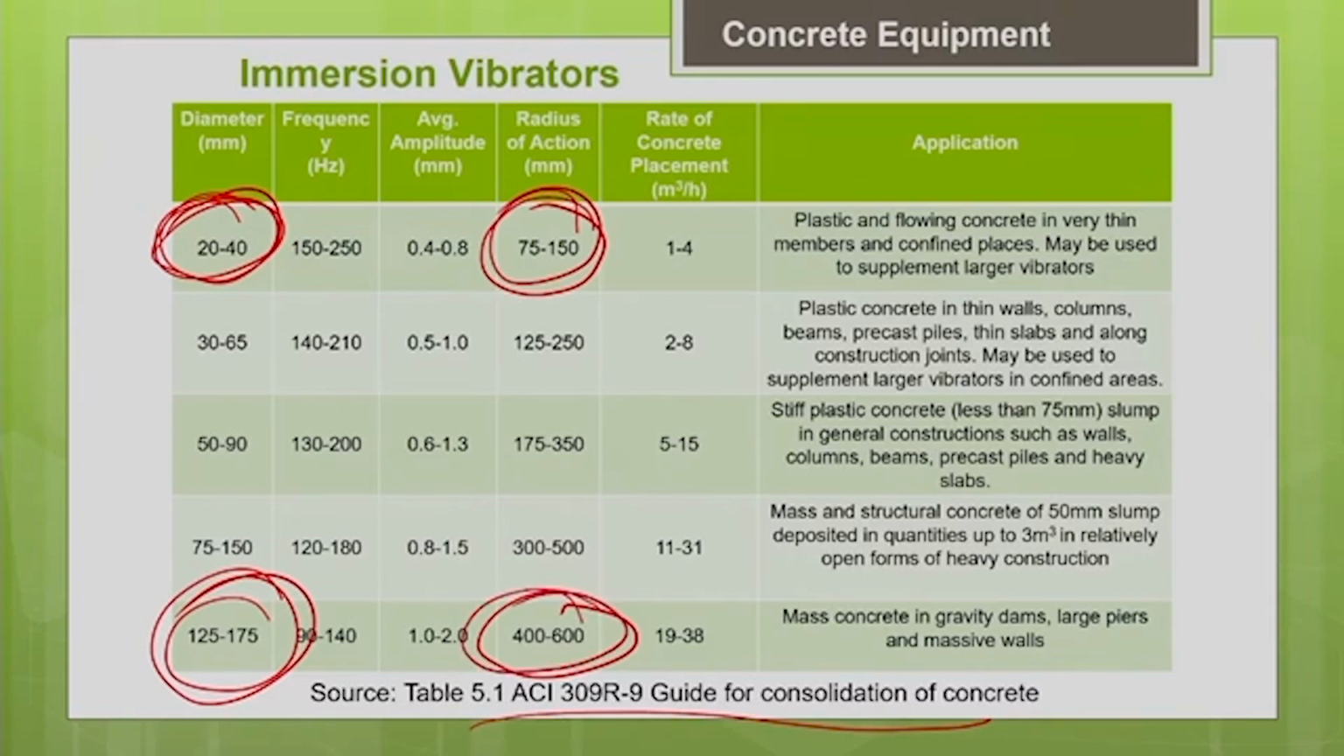Also, a bigger diameter can provide greater amplitude, amplitude being your magnitude of motion, but relatively lesser frequency. Frequency is the number of vibrations per minute. When you go for a smaller diameter, the amplitude is less but the frequency is high. So according to your concrete consistency, the thickness of your section, and the spacing between the reinforcement, you have to select the size of your vibrating head or the diameter of the immersion vibrator.